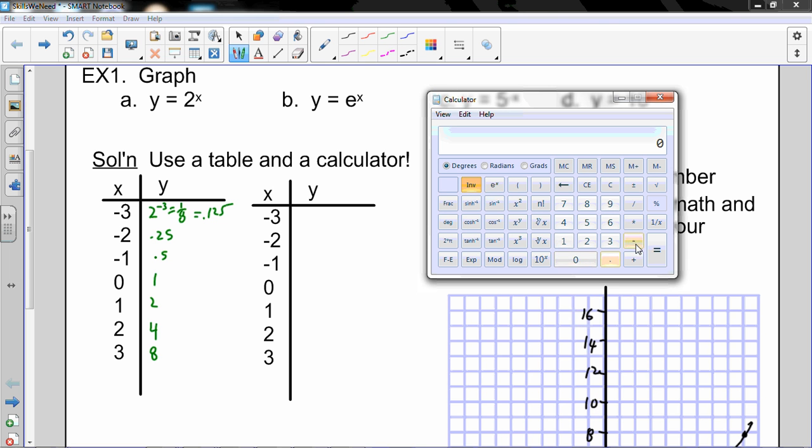And so if I put in -3, oops, hang on. Clear, clear, clear. Okay.